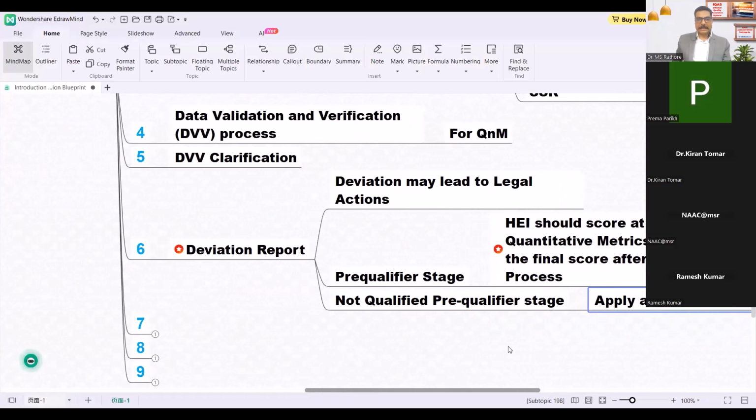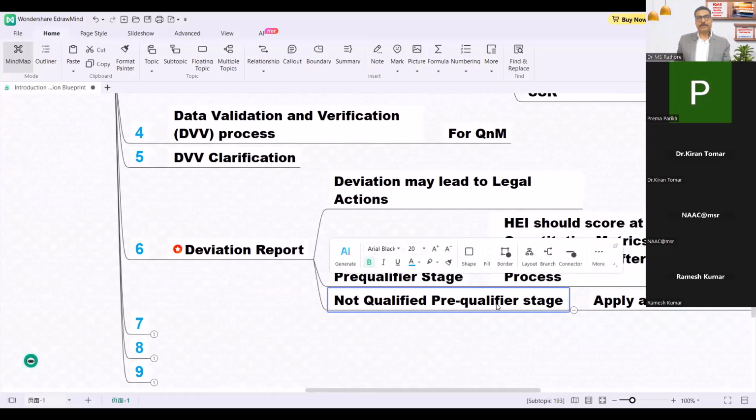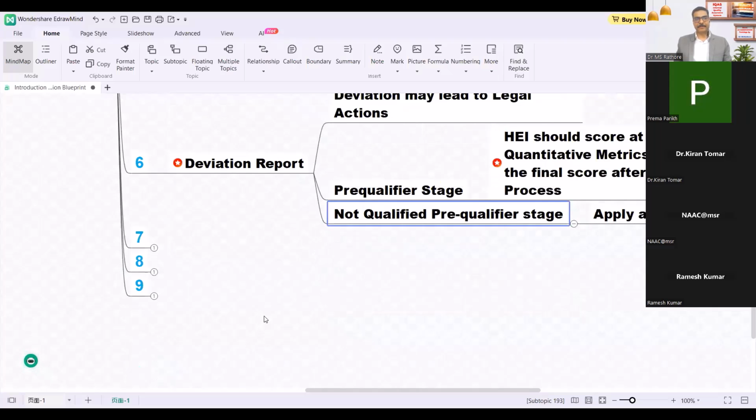So this pre-qualifier status is very important to assess the current location, and it makes the path clear. And this is known as strategic planning. Strategic planning, along with that, moving towards a good grade of NAAC accreditation. And many of the institutions do lack these types of strategies.